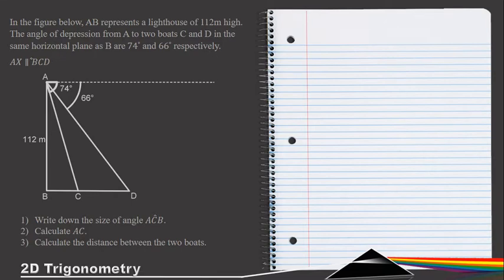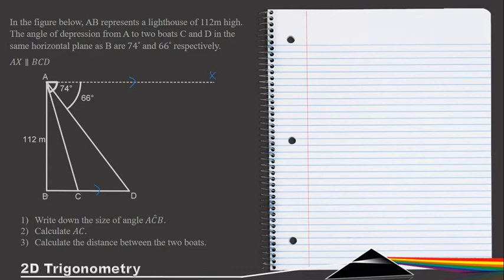Now over here we've got AX, so this is actually X. AX is parallel to BCD, meaning these guys are parallel, and we see that C and D are in the same horizontal plane. Alright, now first question, write down the size of angle ACB.